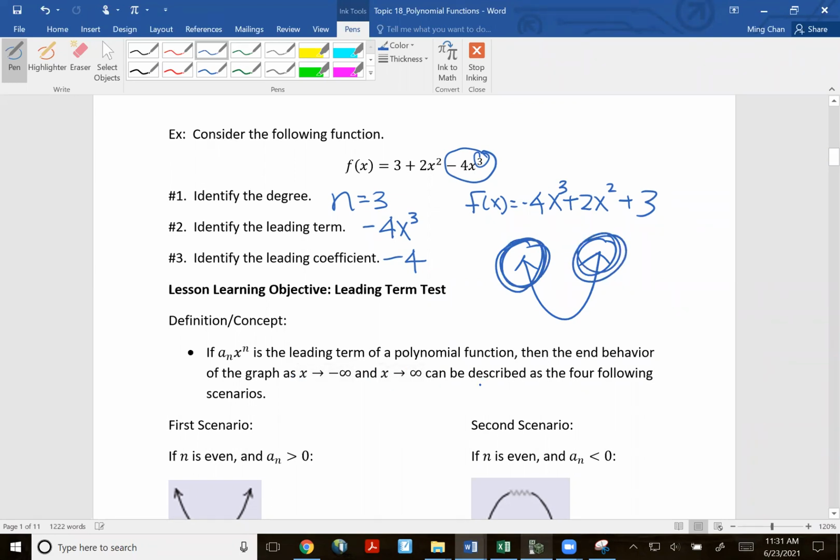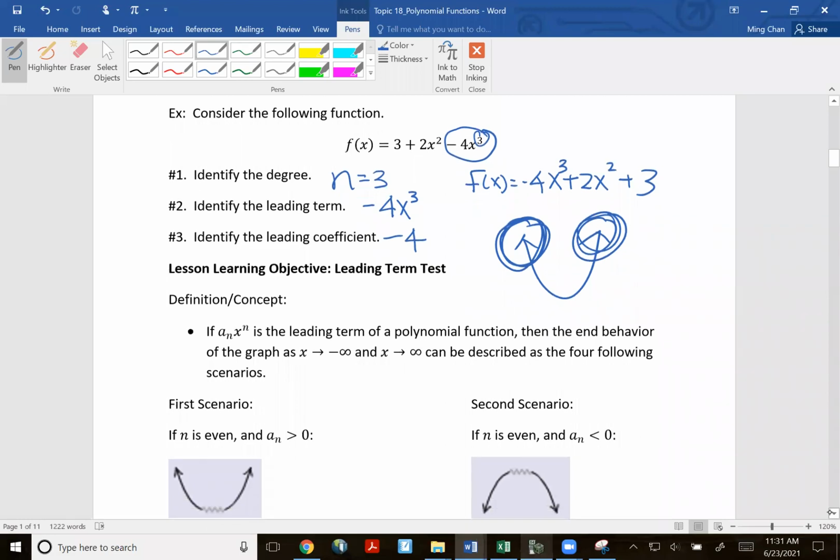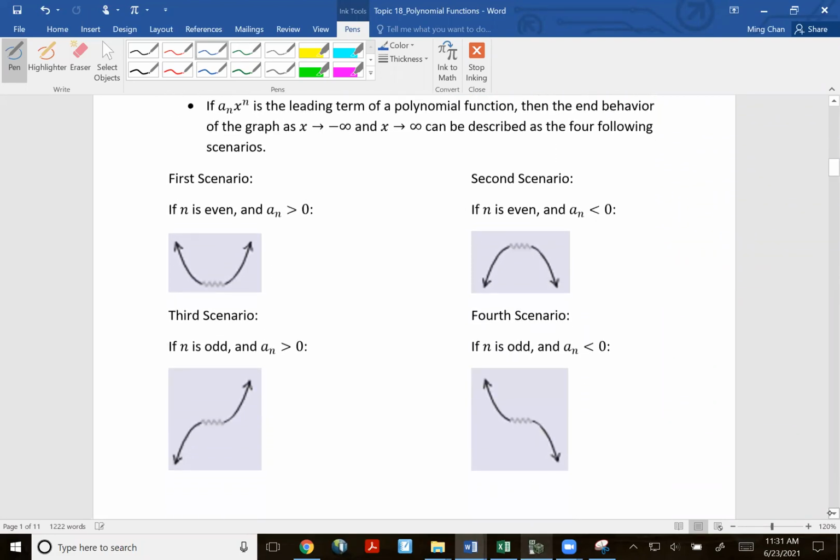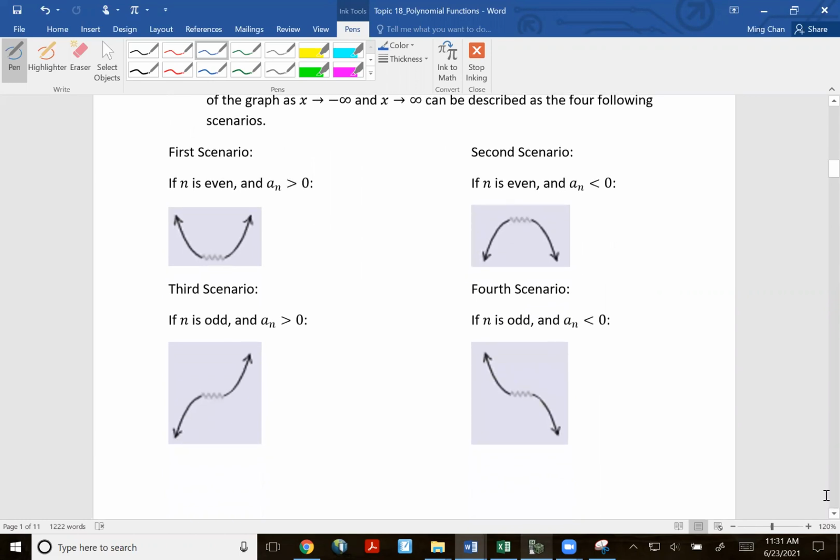The ending behavior as x keeps going to the right and left can be described as one of the four following scenarios. These are guaranteed, okay? These are guaranteed ending behaviors of your polynomial functions. If n is even, so that means square, fourth power, sixth power, and the leading coefficient, a sub n, is greater than 0, that means positive.